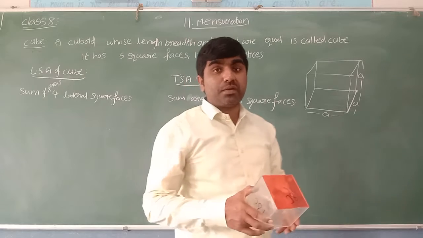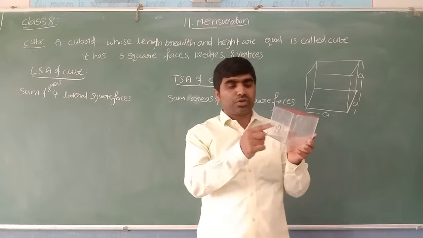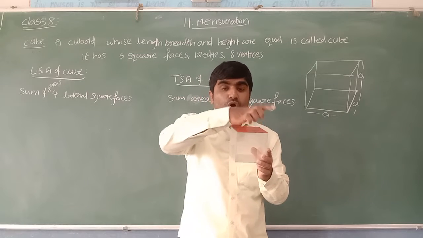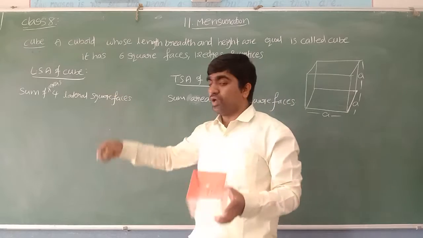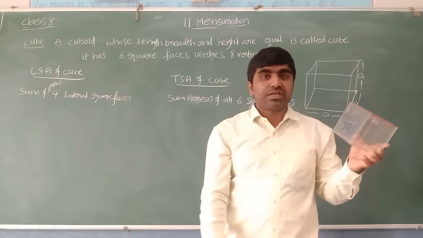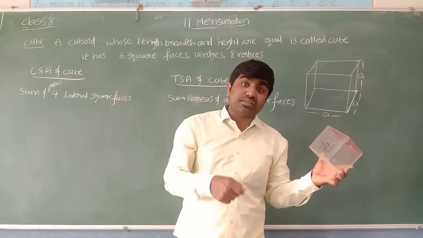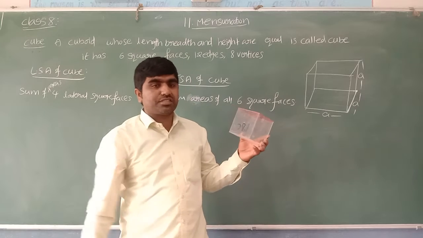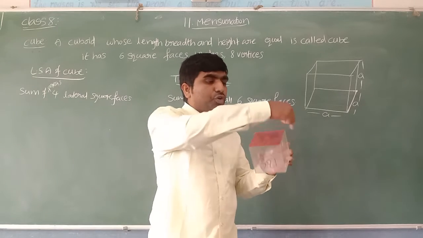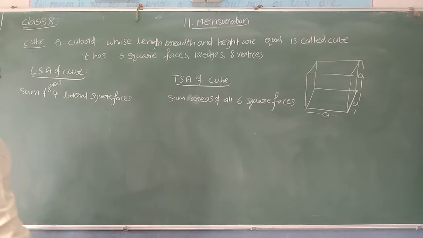As I said, LSA means the sum of areas of the 4 lateral square faces, 1, 2, 3, 4. Except the top and bottom, the remaining 4 walls' area is called LSA. The remaining 4 walls are square shaped and all are congruent, since length, breadth and height are all the same. So to know the LSA of a cube, it's enough to find the area of 4 square faces.